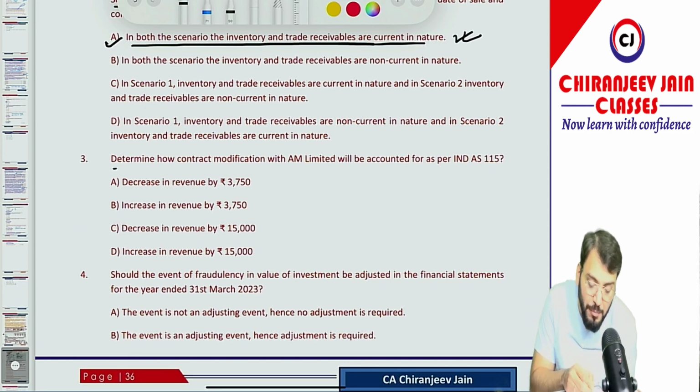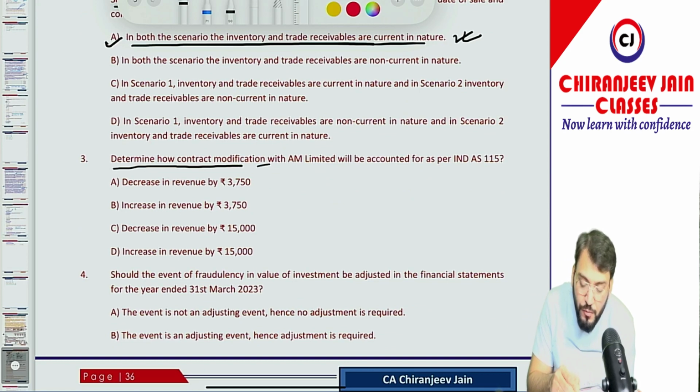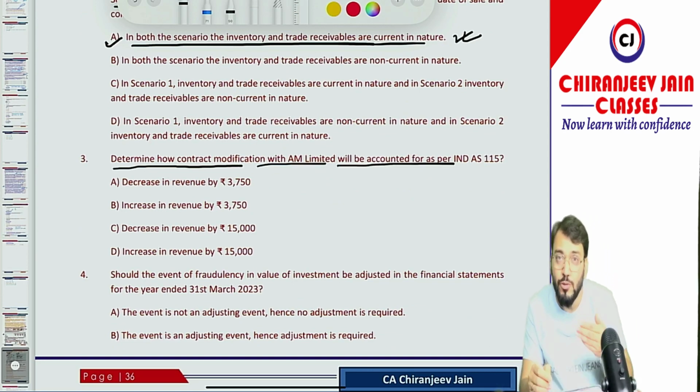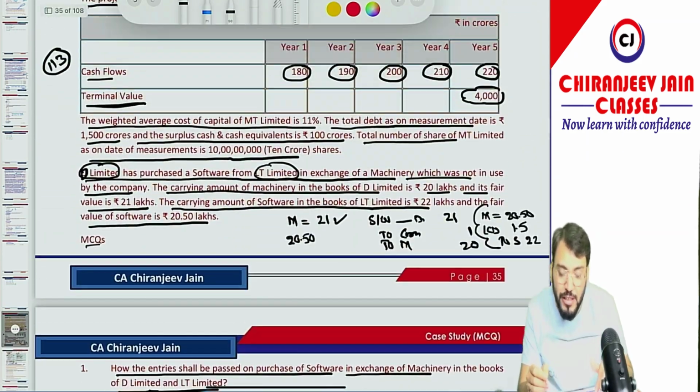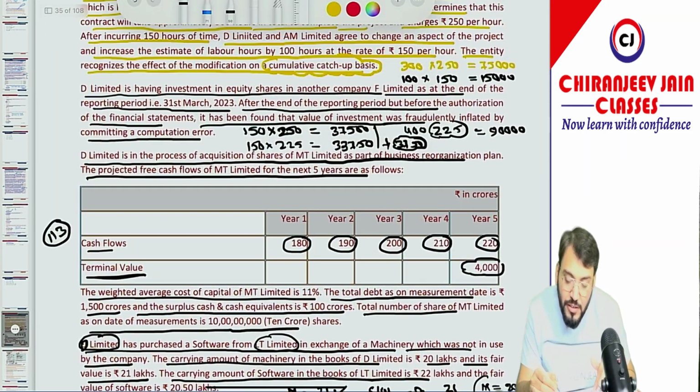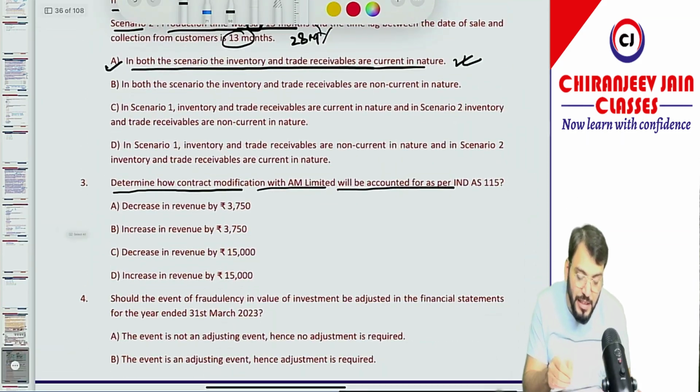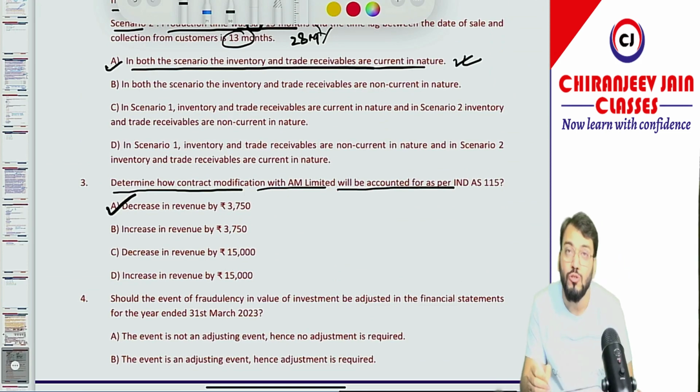Determine how the contract modification with AM Limited will be accounted for as per Ind AS 115. We have already done this. We should decrease revenue by how much? It is 3750. So the answer is given: decrease revenue by 3750. Option number A is correct.